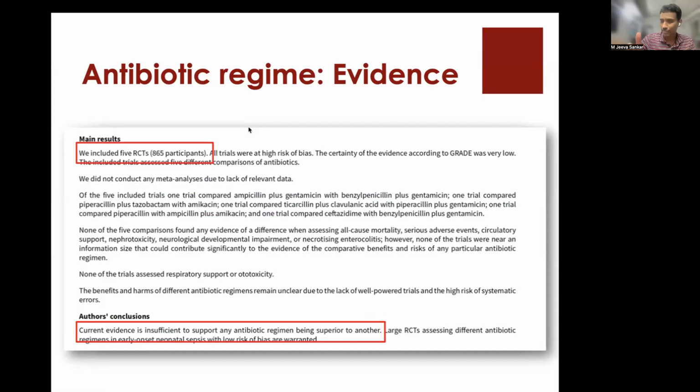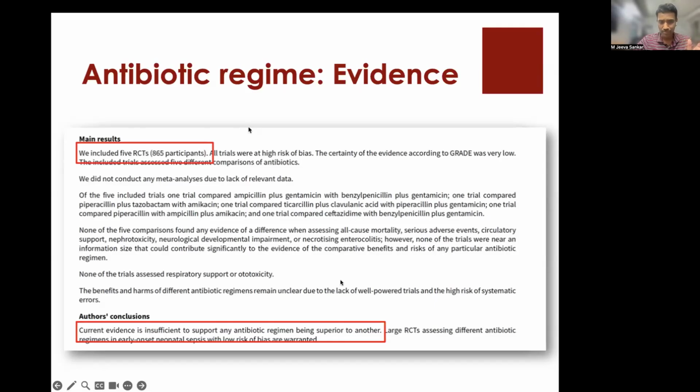If we are about 80 of these, we might be treating more than this number in a month's time in India. Unfortunately, we don't publish and we don't evaluate these regimes. It's difficult to do studies as well, but it's not impossible. So this Cochrane review had included only 5 RCTs involving 865 participants, and they compared the different regimes: penicillin plus gentamicin, peptaz with amikacin, ticagrelin with levodopa with piperacin, and so on and so forth.